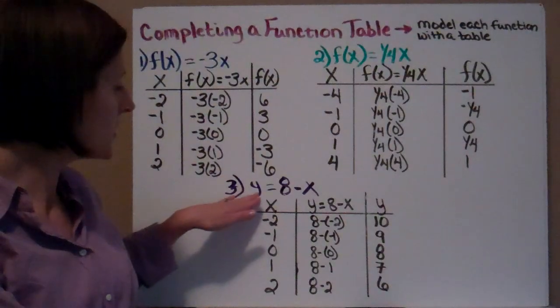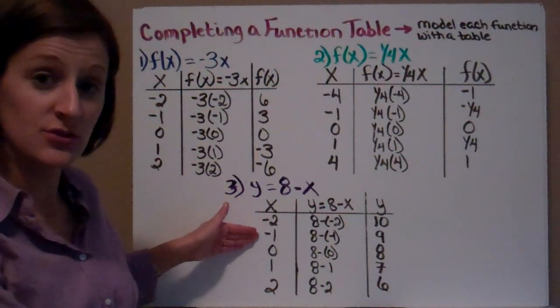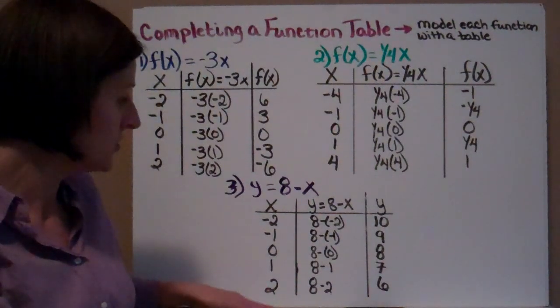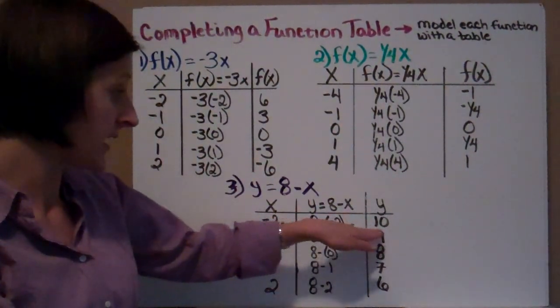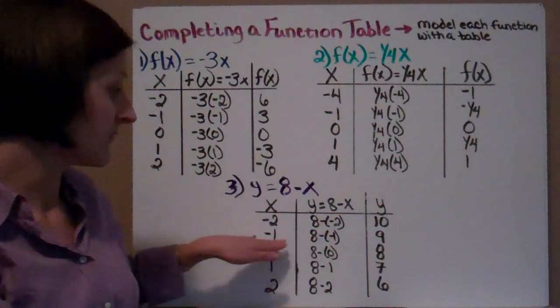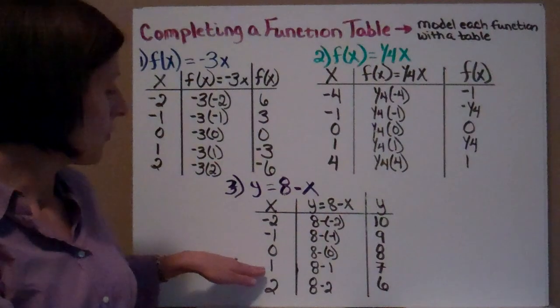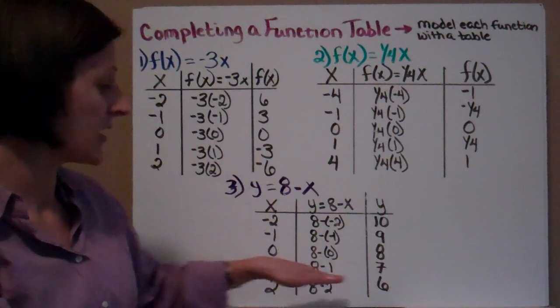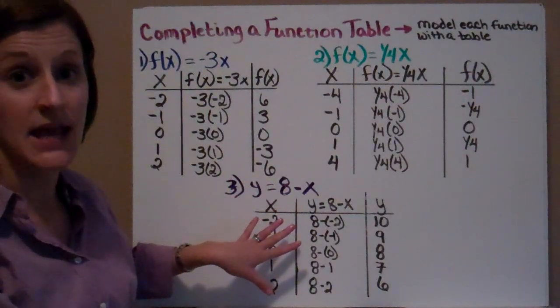Now, on number 3, we have y equals 8 minus x. Our input values are -2, -1, 0, 1, and 2. So I plug them into my rule. When I plug in -2, I get out 10. When I plug in -1, I get out 9. When I plug in 0, I get 8. 1, I get out 7. And 2, I get out 6. All of these are complete function tables.